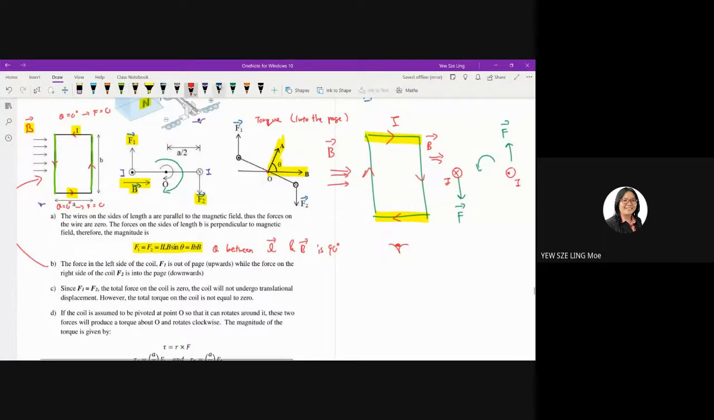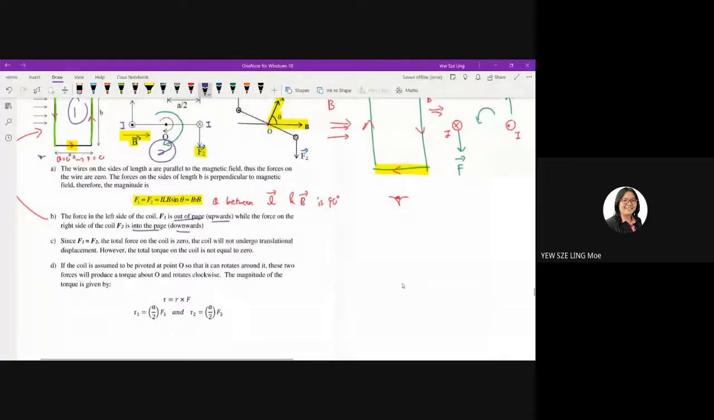It depends on which diagram you're using. If you're using diagram 1, then you will have out of the page and into the page. If you're using diagram 2, then you have upwards and downwards. Since F1 is equal to F2, the total force on the coil is 0 because one is up, one is down. So the coil will not undergo translational displacement because the net force along the y-axis is equal to 0. Meaning this whole coil won't move up or down because the total force along the vertical axis is equal to 0.